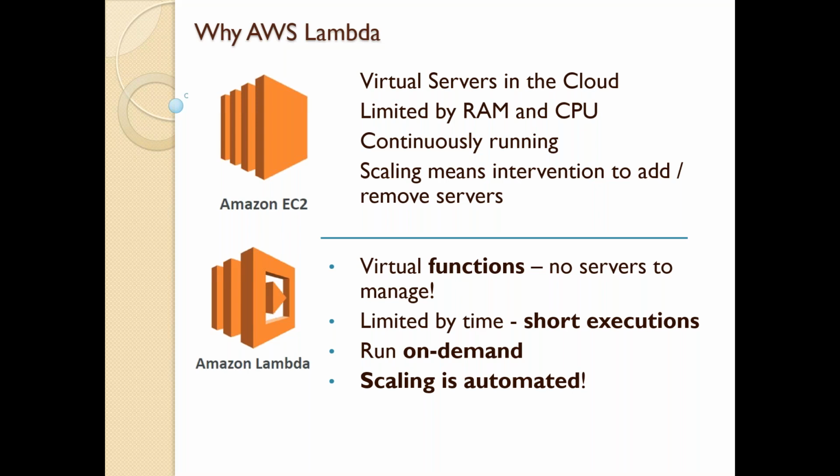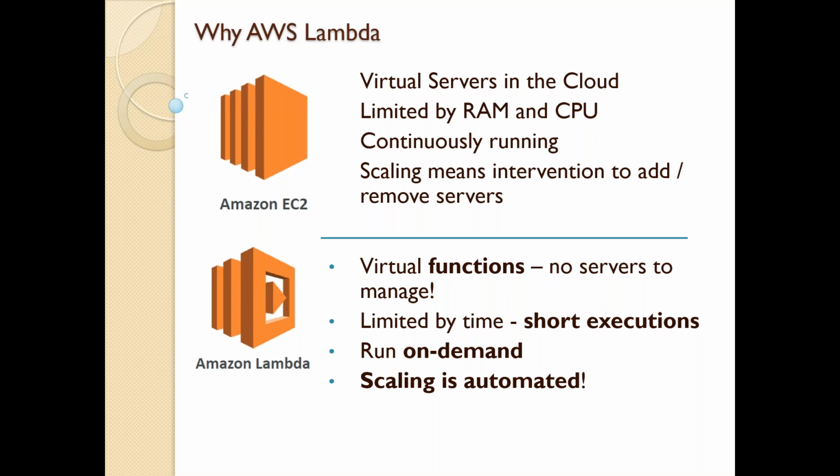Whereas in Lambda, with virtual functions, there are no servers to manage. It is limited by time. So whenever you want to run any function or any piece of code which can execute within 15 minutes, keep this in mind, within 15 minutes, it is recommended to go for Lambda because they run on demand and the scaling is automated. So even though your Lambda function is created and idle there for 24 hours, if you run it for only 2 minutes, you pay only for 2 minutes. That's the advantage of Lambda.